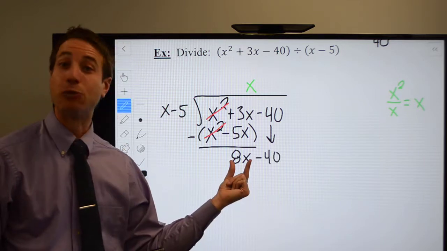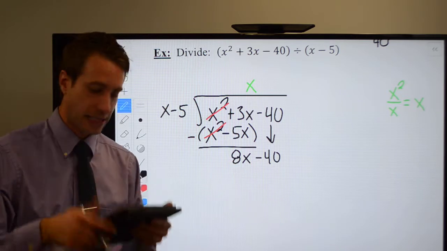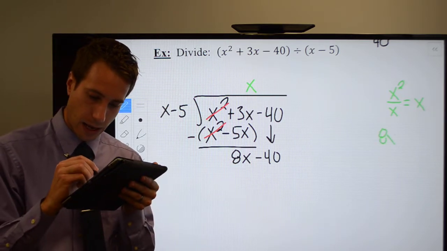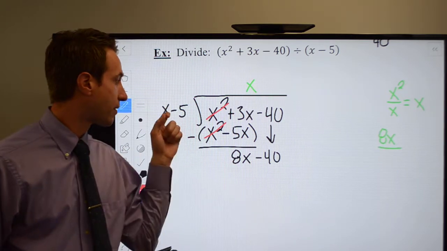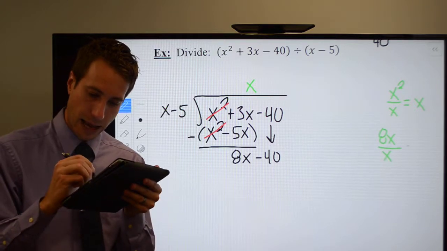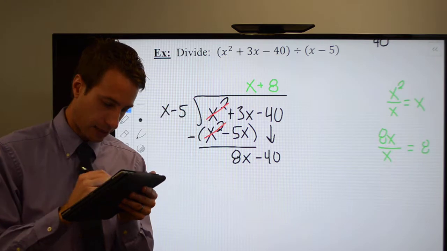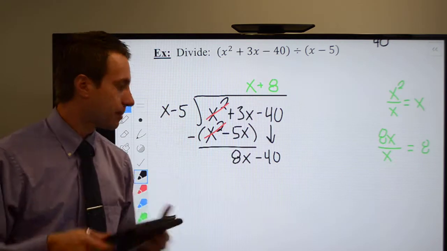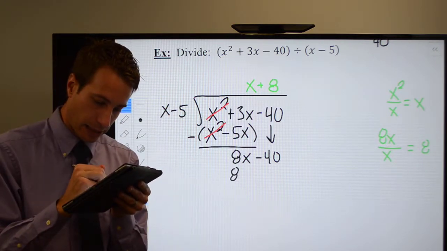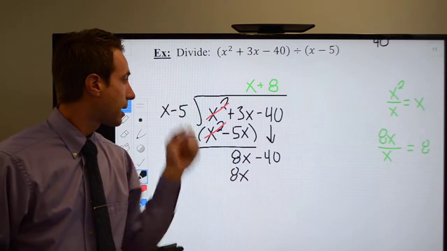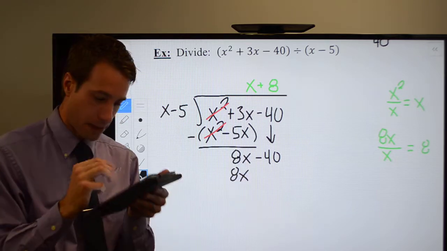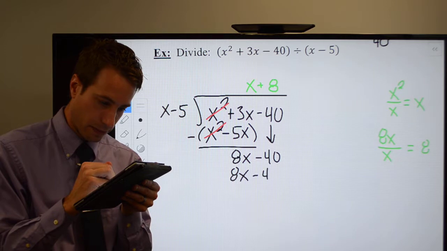So now my reduced polynomial, my first term is 8x. I'm going to divide that by the first term of my divisor, which is x. The x cancels, leaves me with an 8, so I have plus 8. Okay, 8 times x is going to be 8x. 8 times a negative 5 is going to be a minus 40.